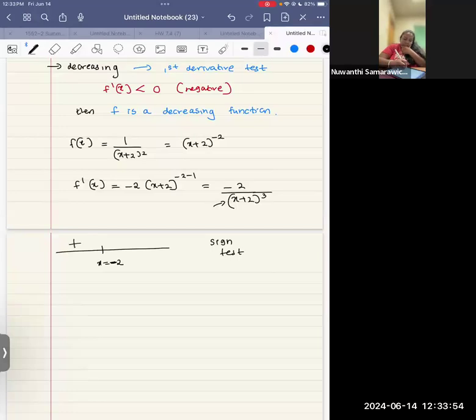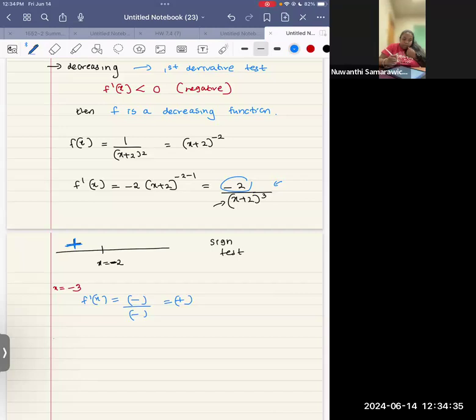It's positive, right? We can use x equal to negative any number, like negative 3, and just substitute here. If x is equal to negative 3, your numerator is negative because it's negative 2, and the denominator you will get a negative value. So it's positive.